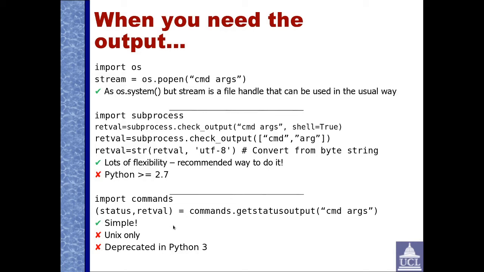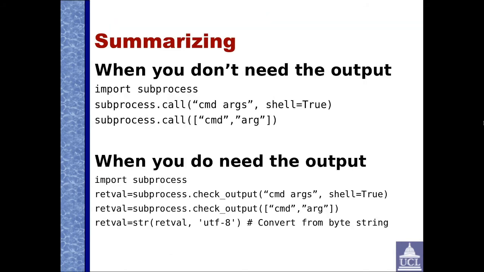There is another way of doing it which is much simpler. We just import commands and we say status and return value equals commands.getStatusOutput command arguments. It's very simple, but it's only supported on Unix and it's deprecated in Python 3. Just summarizing those then, the recommended way to do things is to use the subprocess module, and we do subprocess.call when you don't need the output and subprocess.checkoutput when you do need the output.